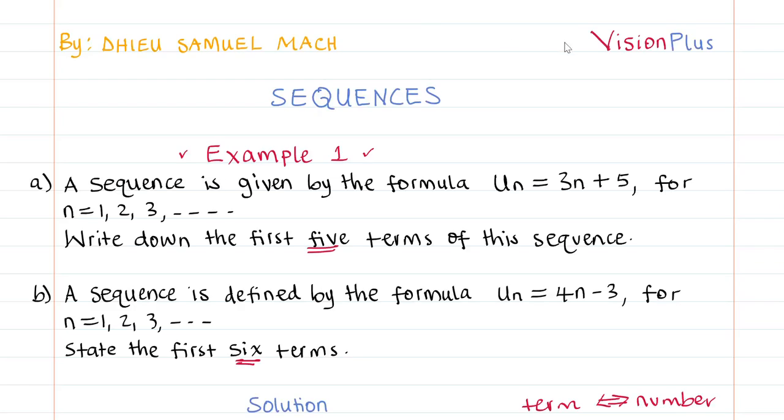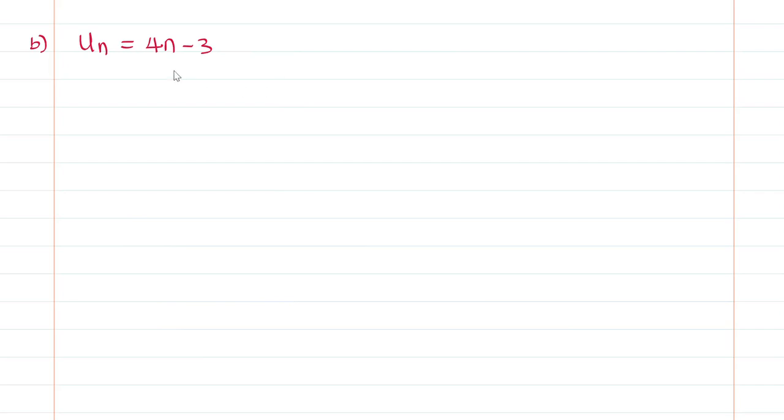Our formula for B is we're given un equals 4n minus 3. Okay, it is 4n minus 3. And we have seen that n is 1, 2, 3, continuing. These are simply the positions. So the question is asking for the first 6 terms. So for us to get the first 6 terms, we start with the first term. So our first term here, which is u1, n should be equal to 1.